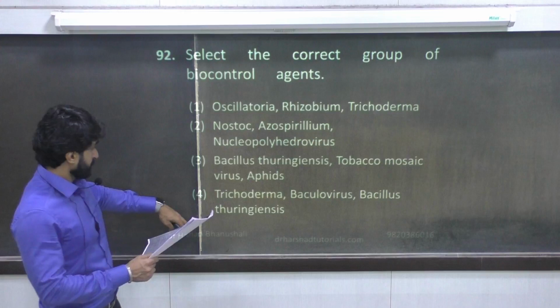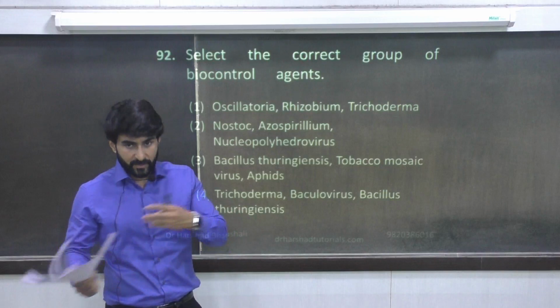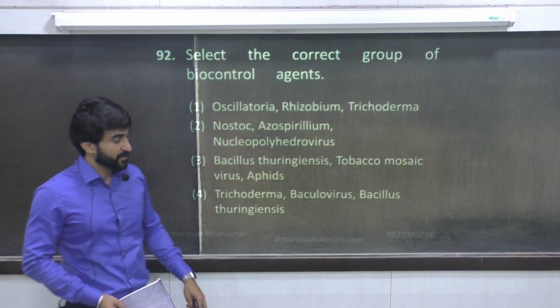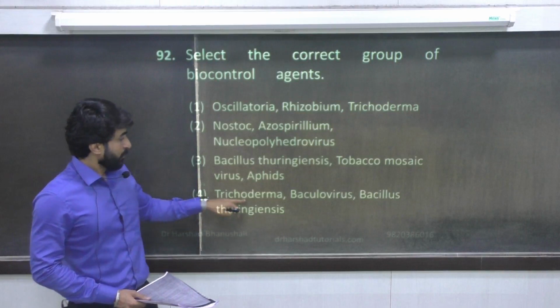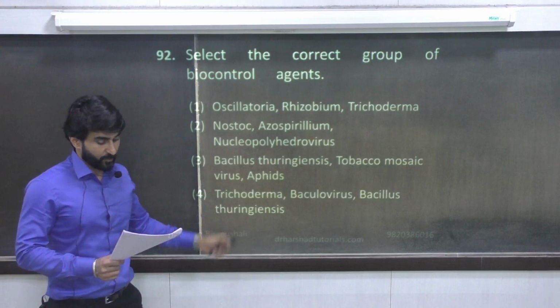Now, this is an option which completely comes under biocontrol. Trichoderma, you all know, is a fungus which is used as a biocontrol. Baculovirus is given under NPV as an example of biocontrol. And BT is the bacteria which helps in forming BT crops. So 1, 2, 3, that is option number 4: Trichoderma, Baculovirus and Bacillus thuringiensis. This is the perfect example of biocontrol agents. So the answer for this question would be 4. We go to the next question now.